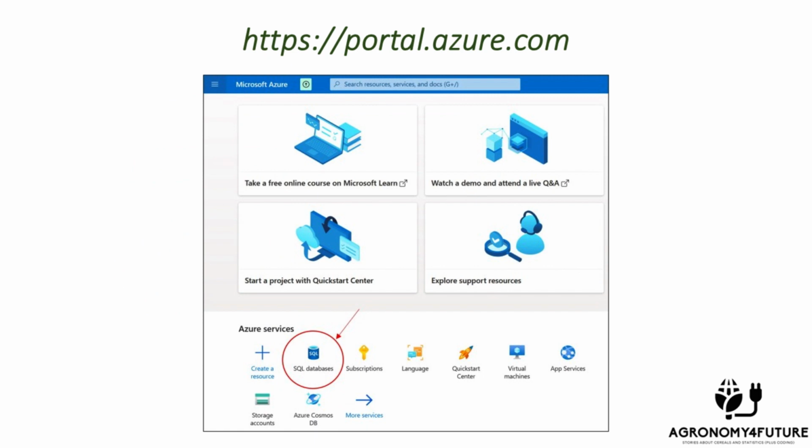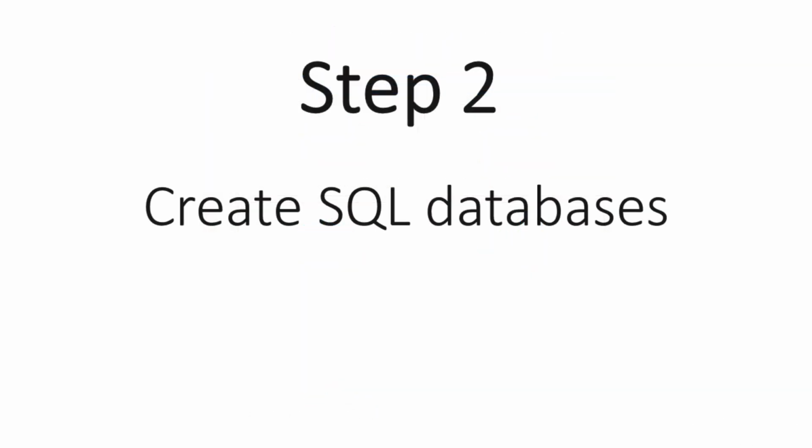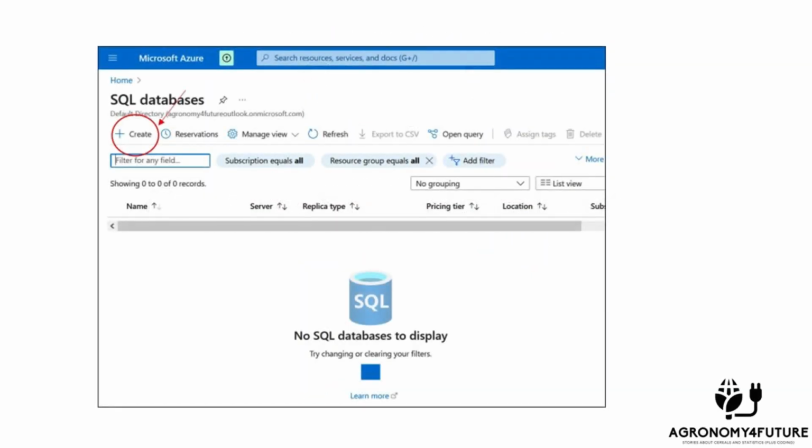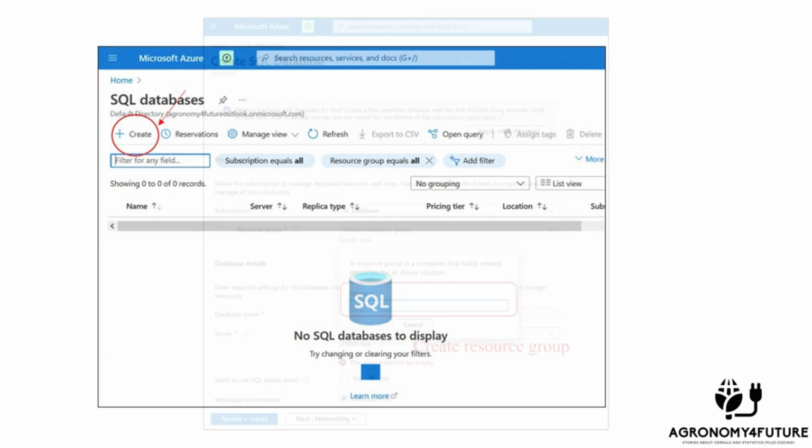First, please go to the website and create your Microsoft Azure account and select SQL Databases. When you select SQL Databases, you can see this page. Now, let's create SQL databases. If you click the Create button, you can fill out project details.